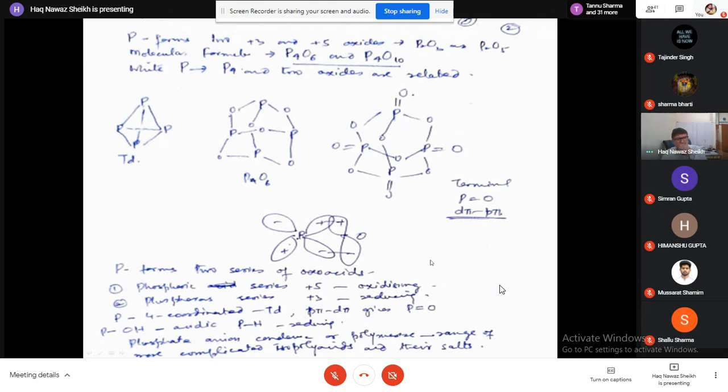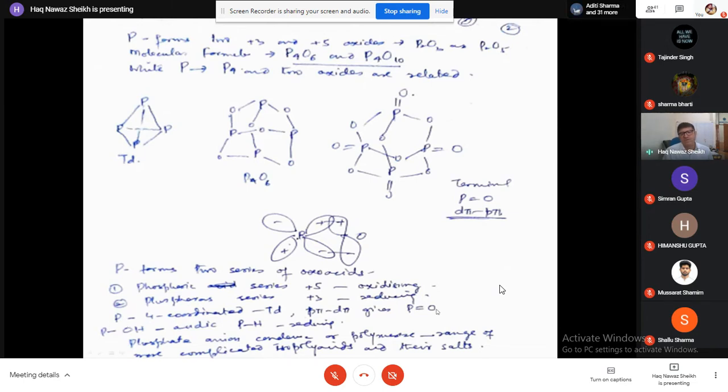Phosphorus forms two series of oxoacids. These are phosphoric acids, which contain +5 oxidation state, and they are good oxidizing agents. This is the phosphoric series, +5. Then we have the phosphorous series, +3 oxidation state, which are not oxidizing agents, but rather they are reducing agents. They have P-H bonds, and that P-H bond is responsible for the reducing behavior.